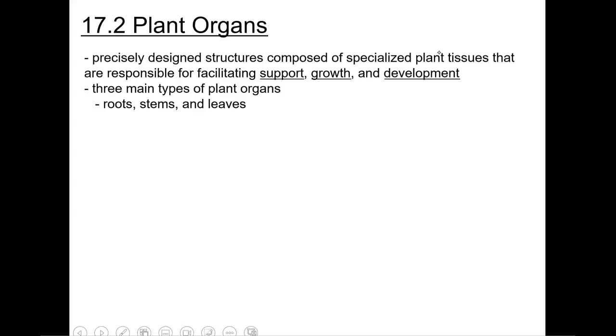So plant organs are precisely designated structures composed of specialized plant tissues that are going to be responsible for support, growth, and development. You're going to have three main types of plant organs here. So with these, you're going to have roots, stems, and leaves.